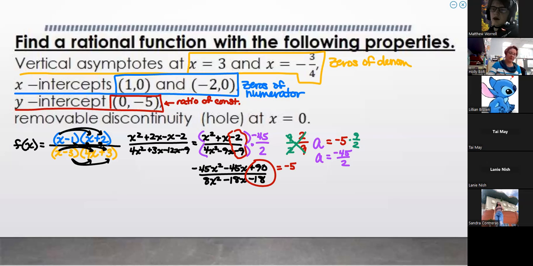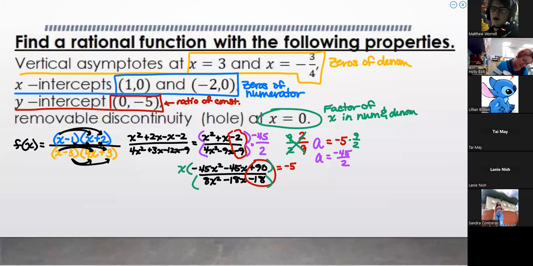All right, the last piece of information they gave me is about a hole. It has a removable discontinuity, a hole at x equals 0. So that means that there is a factor of x in the numerator and denominator that would cancel out. So I'm going to multiply this top and bottom by x, and that will give me the function that I was looking for.